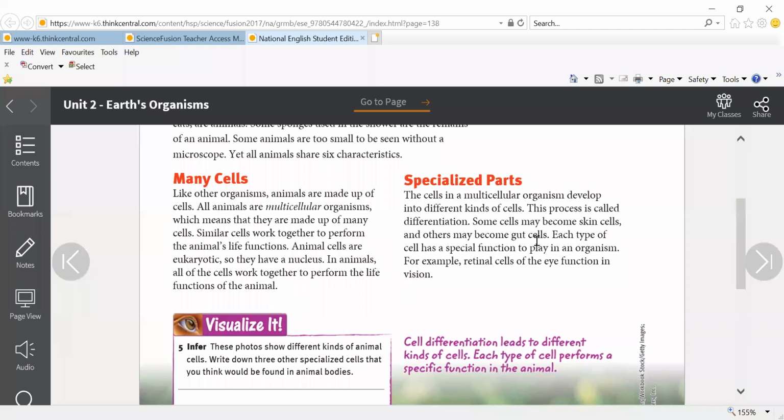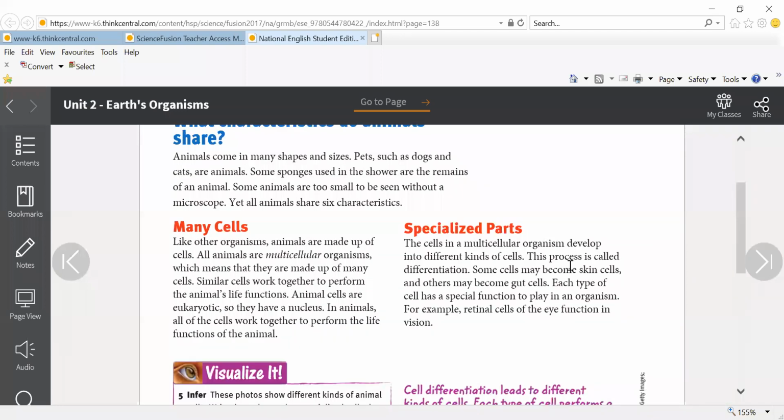A multicellular organism develops into different kinds of cells. The process is called differentiation. Some cells may become skin cells and others become gut cells. You know that my heart has cardiac cells, my skin has different cells. Each is special to perform its special function. For example, a retinal cell lets the eye function for vision. You have retinal cells, blood cells, skin cells, gut cells.